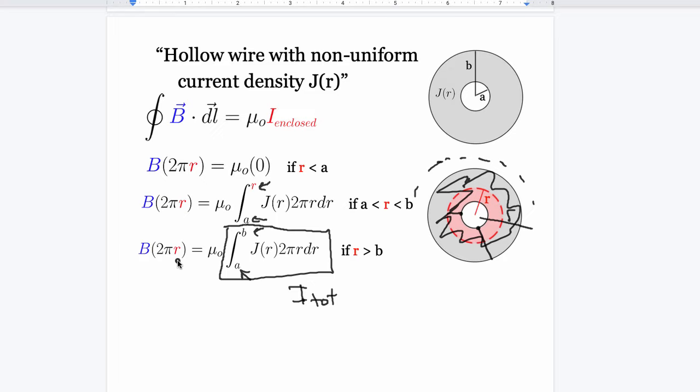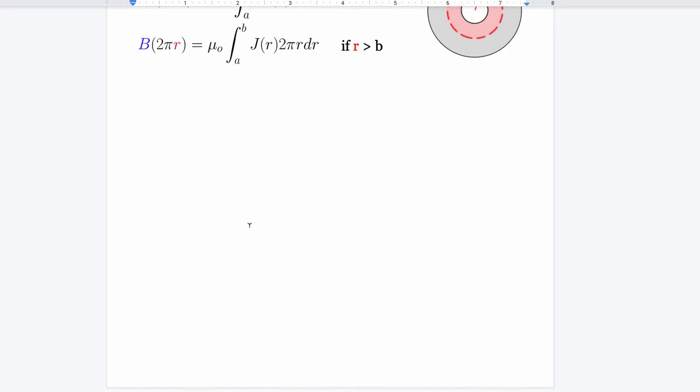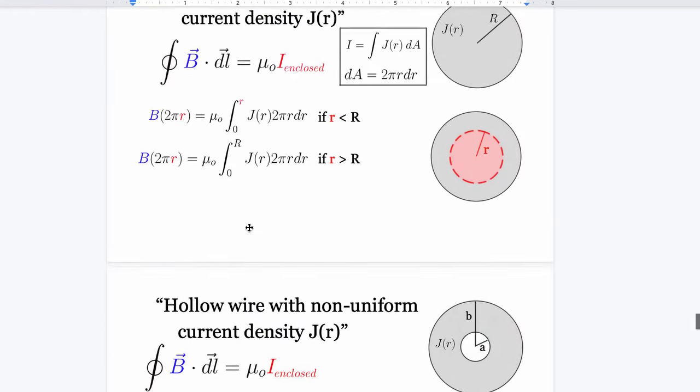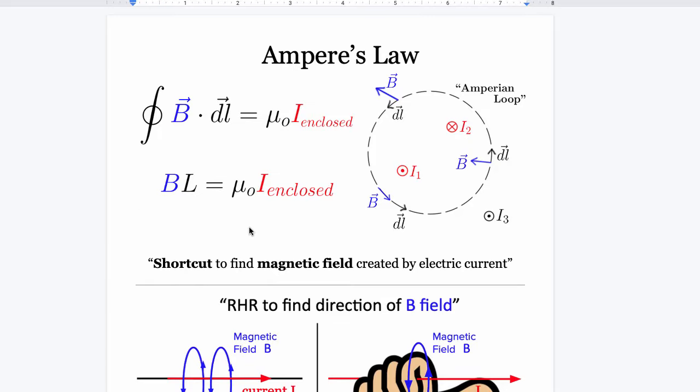So this was a sampling of most of the Ampere's law problems you might see out there. There's not a whole lot of difference here. This is a pretty good sampling. Hopefully these help you figure this out.